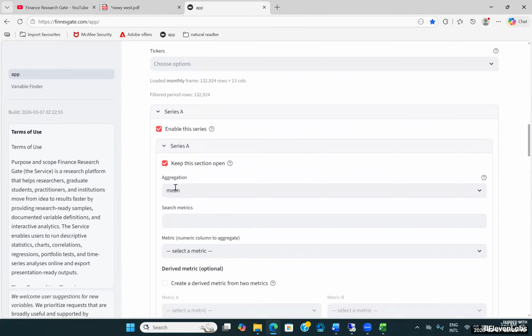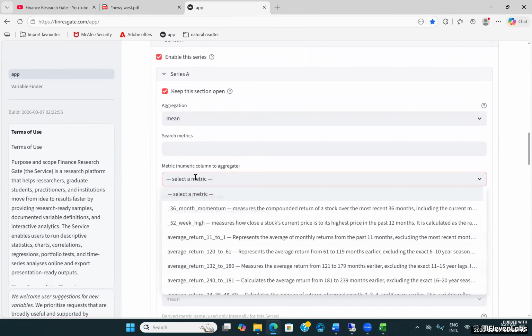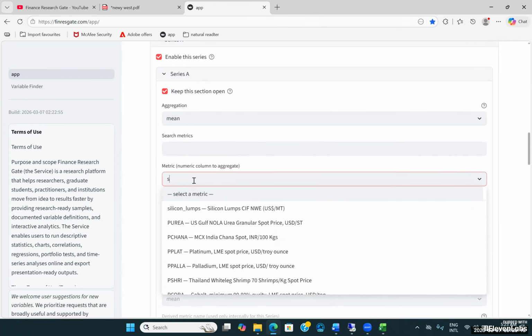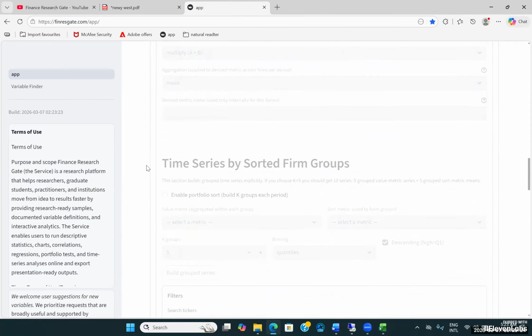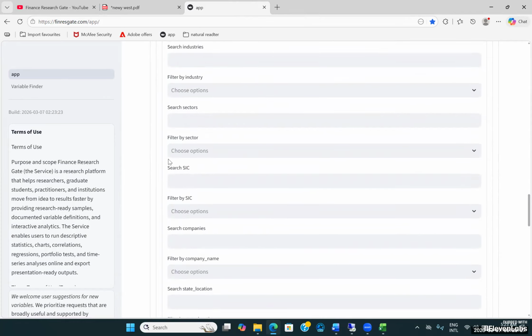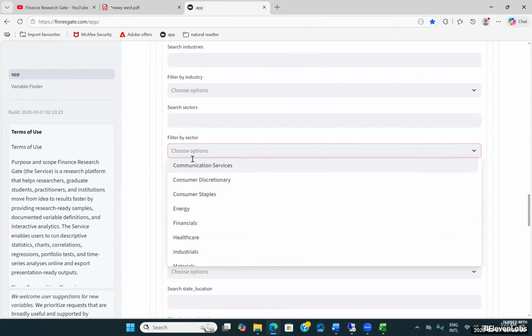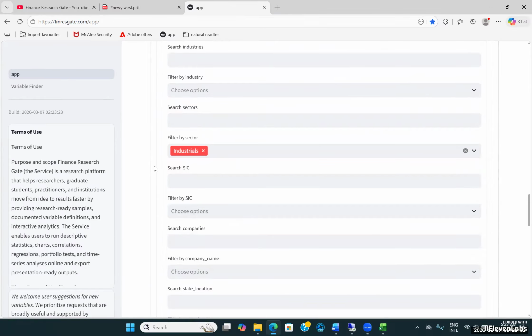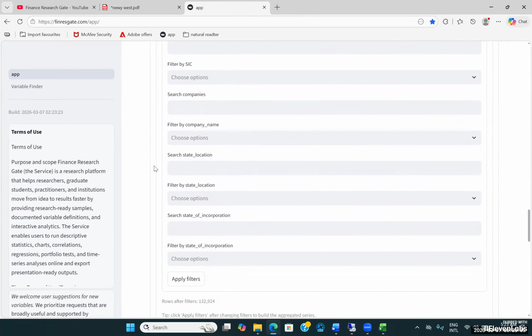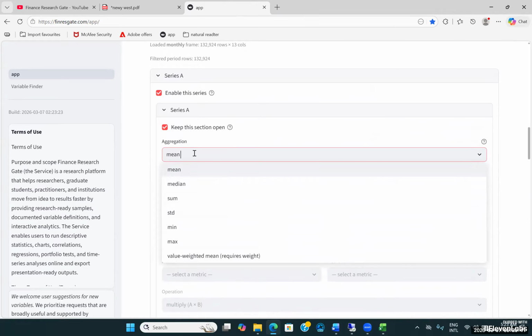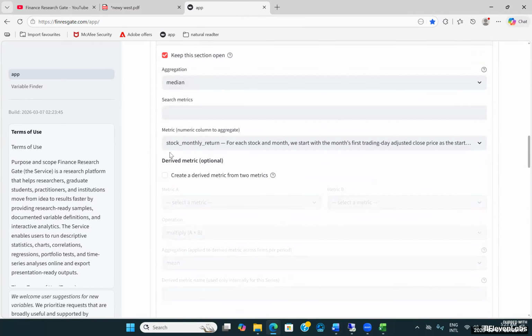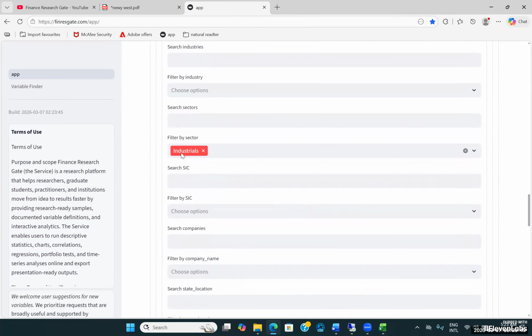So let's begin by taking a look at the Y variable. So first we need to carefully select a specific sector. Let's consider, for example, the industrial sector, and then we'll proceed to apply our proposed solution. Let's select an aggregation method, specifically the median, to ensure that our analysis is less affected by extreme data points or outliers. So in this step, we are calculating the median monthly return for this particular sector.